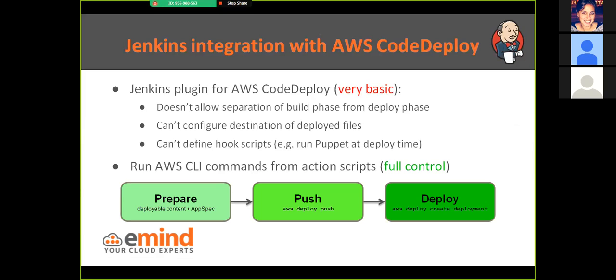So what we did is actually use AWS CLI commands from the build scripts in Jenkins. This way we managed to obtain full control of the entire flow, and all the three phases of preparing the revision, of pushing it to S3 and to deploy it further on are attained with this fine control scripts.